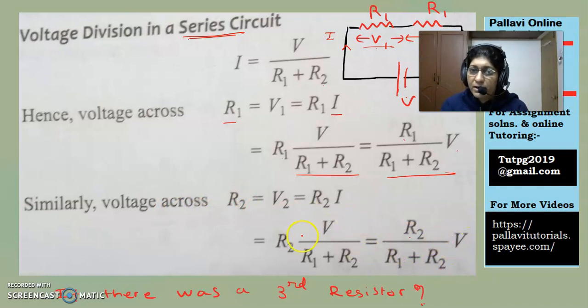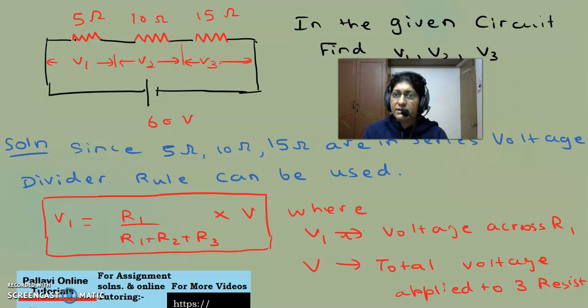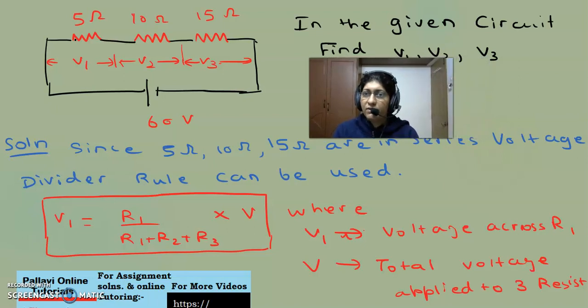Generalizing, we can say that the voltage drop across any resistor is the value of the resistance itself upon the total series resistance, into the applied voltage. Now what if there was a third resistor in series? In order to see this, we will look at one problem. In the given circuit, find out V1, V2 and V3.